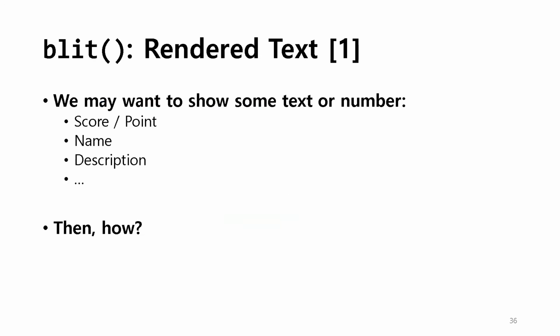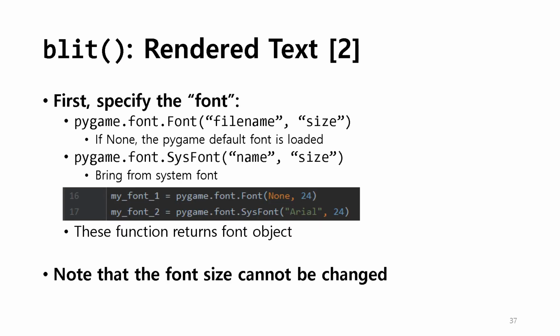Also, you may need to show some text, including a message, score, points, and someone's name, and so on. Then, how can we do that? There is a class named Font. It has font information such as font style like Times New Roman, Arial, or something, and font size. We can use it in order to render some text. For this, we should declare some font object. There are two ways, like this or like this.